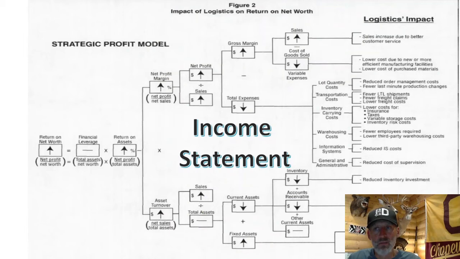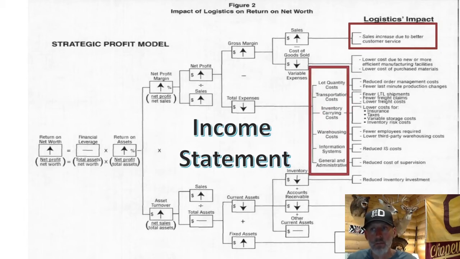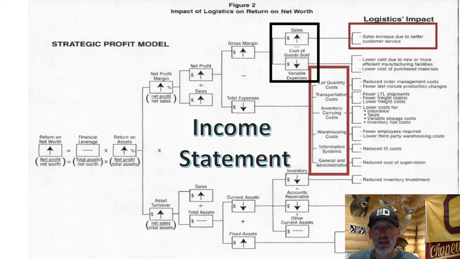All right, so when we look at the income statement, some logistics impacts that impact our income statement positively is, number 1, as a result of logistics, perhaps we increase our revenue or increase our sales. So that would be 1. Perhaps we bring down our costs: inventory carrying costs, transportation costs, warehousing costs. All of these costs that we've studied so far, we're now reducing. So the impact is either increasing our sales or decreasing our cost of goods sold, which has a positive impact on our net profit margin.